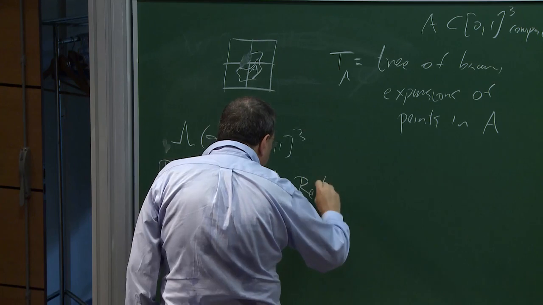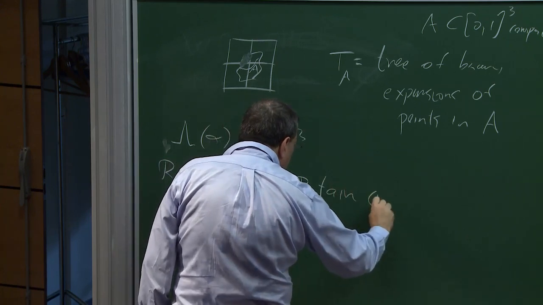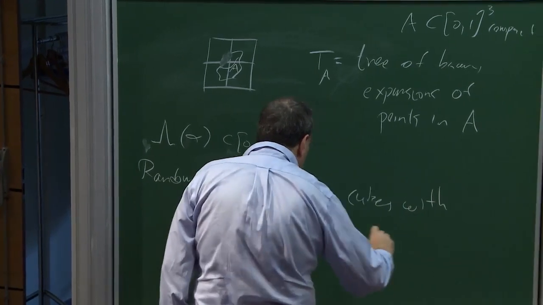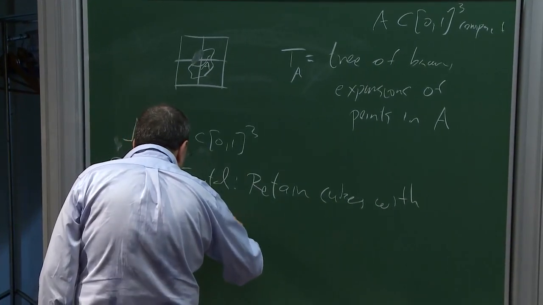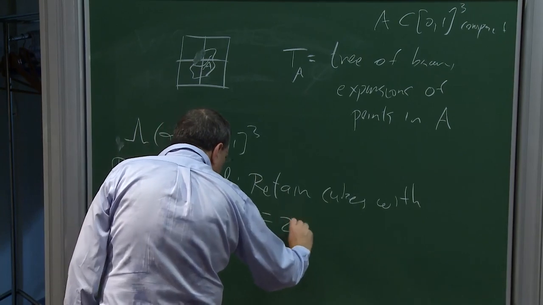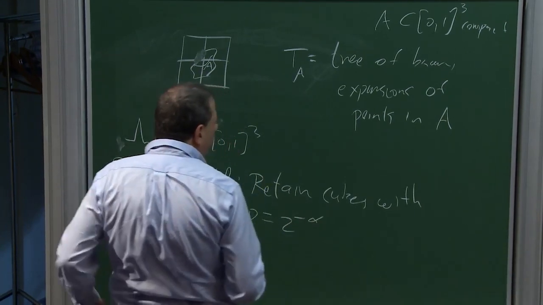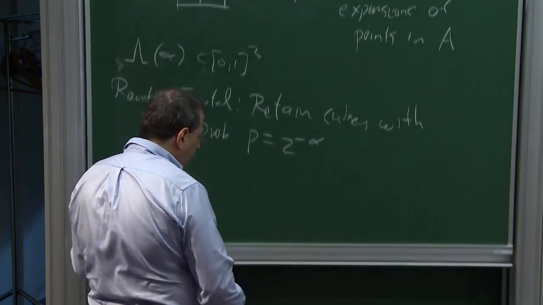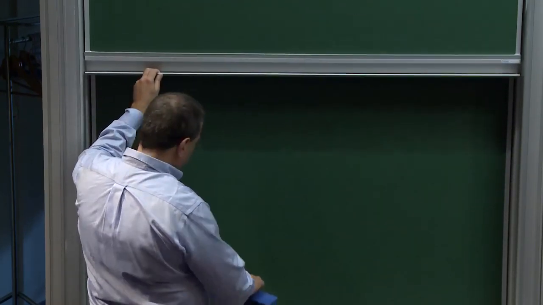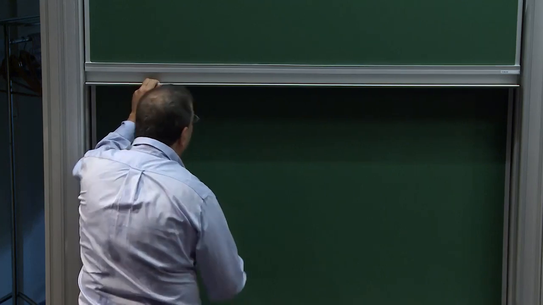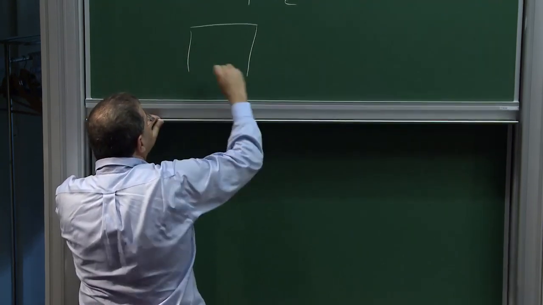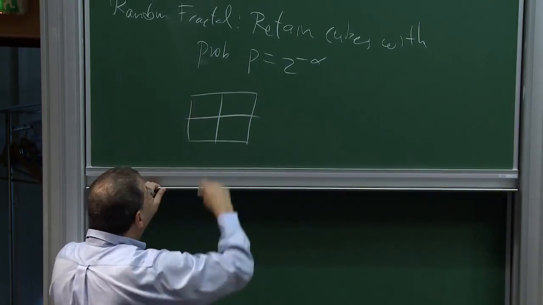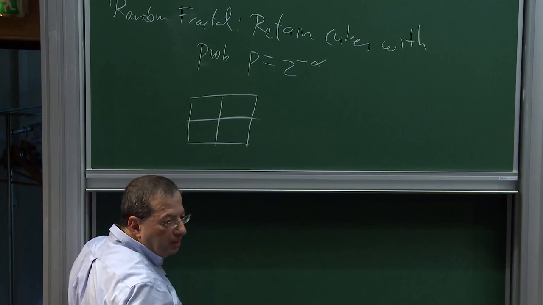It is obtained by retaining cubes with probability p, which is 2 to the minus alpha. Okay, so I'm drawing two-dimensional pictures, but think of 3 dimensions. So I take the cube, divide into 3, and each of these cubes I retain with probability p.